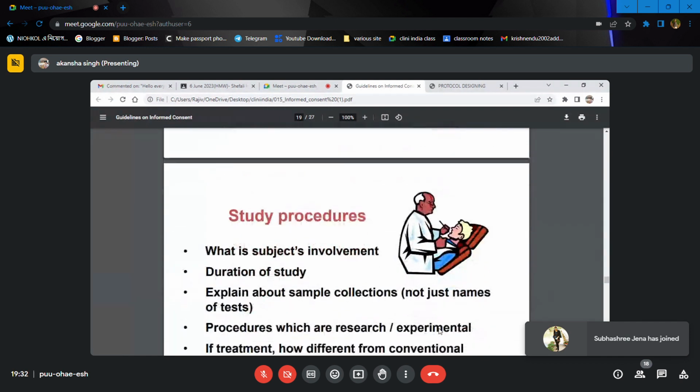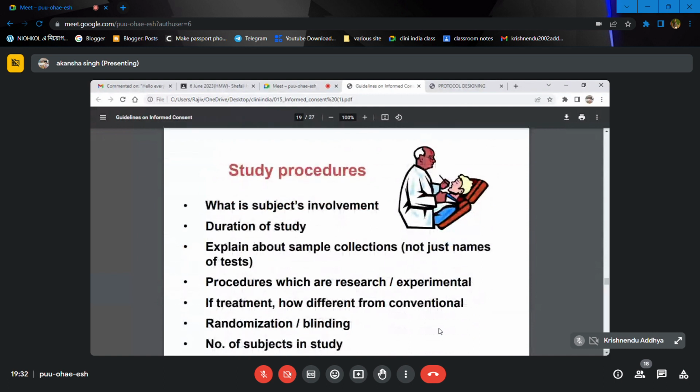Now, the study procedure. What is the subject's involvement? He should know why he is involved in the trial and what his importance is. The duration of the study should be told. Explain about the sample collection. It is not just the name we tell them; we have to tell what sample we are going to collect. We have to explain it in their language, in a simple way that is understandable to them.